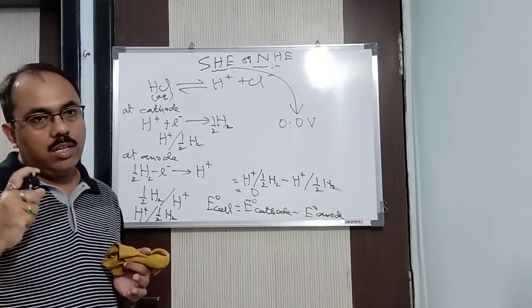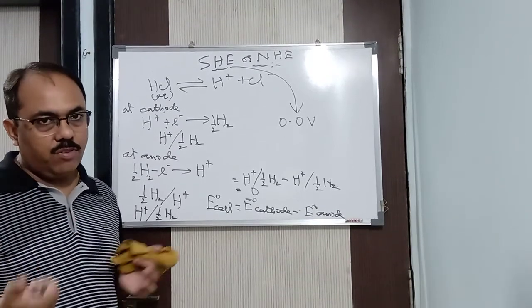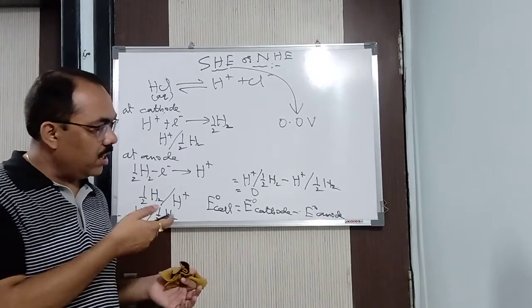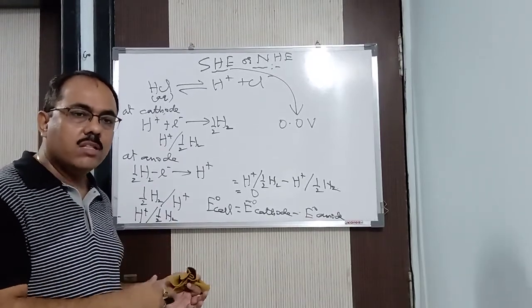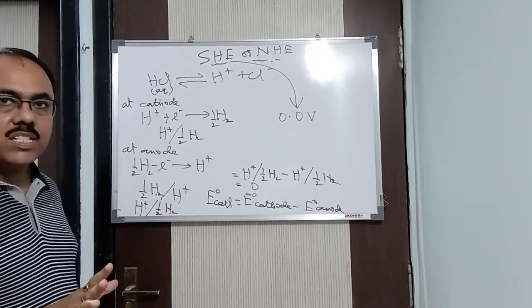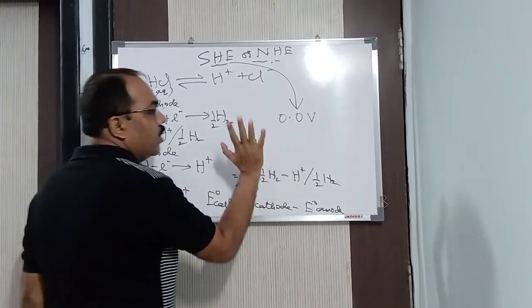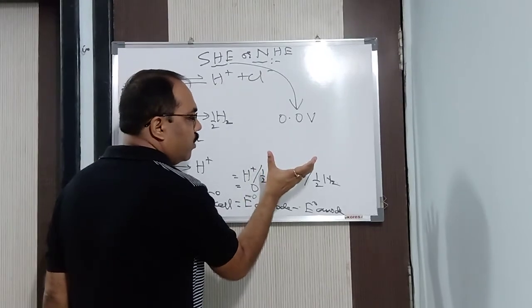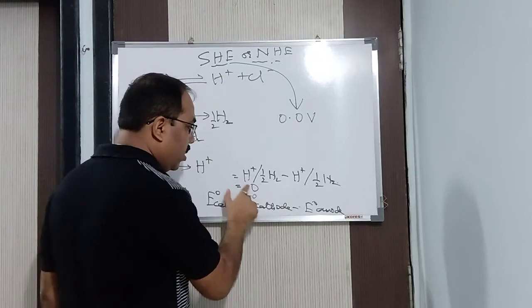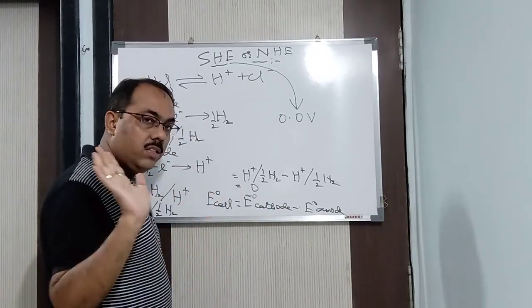It is used to find which is the cathode and which is the anode in an electrochemical reaction. Now I am going to show you how we use it to find the cathode and anode. And moreover, what is the electrode potential of the standard hydrogen electrode? It is 0 volt. How is it 0 volt? I have proved it here.